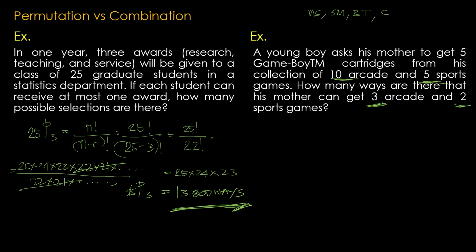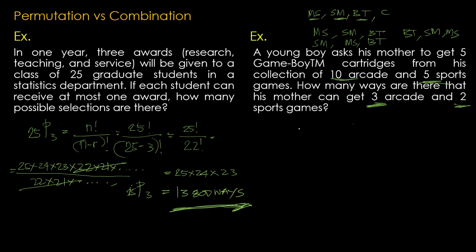Okay? So, in how many ways are there that his mother can get 3 arcade games. If you choose these 3, Metal Slug, Super Mario, and Battle Tanks, it's the same with SM, MS, and BT, or it's the same with BT, SM, and MS. So, the order does not matter regardless. So, this problem is a combination type of problem.